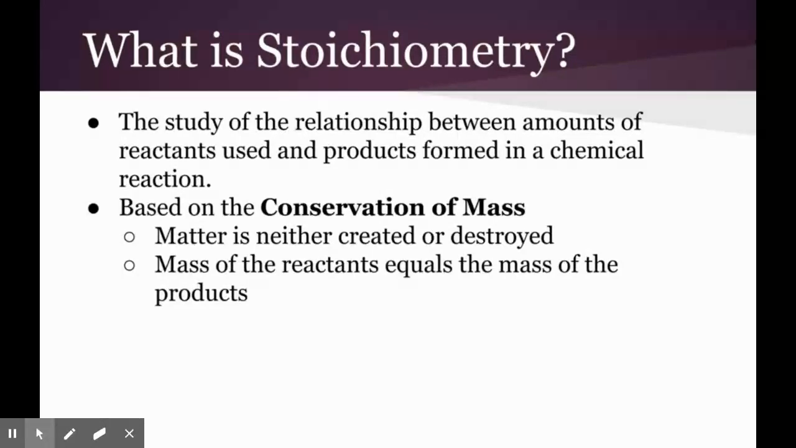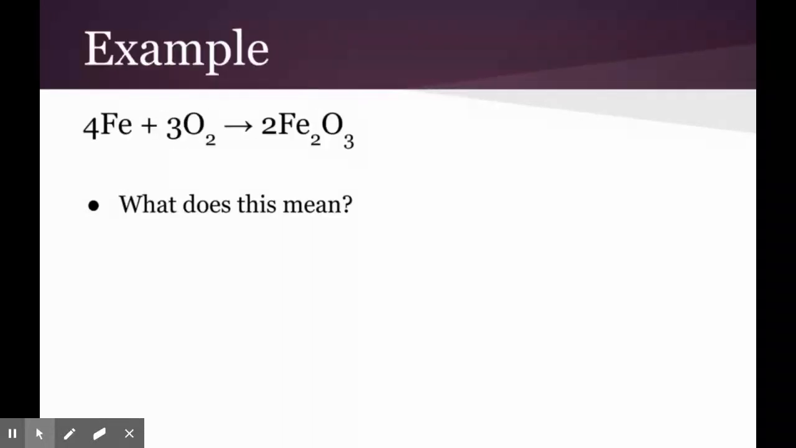conservation of mass says that mass is neither created nor destroyed. It is transferred from one form to another. In the case of a chemical reaction, it's transferred from the reactants to the products. So, because of the conservation of mass, the mass of the reactants needs to equal the mass of the products.